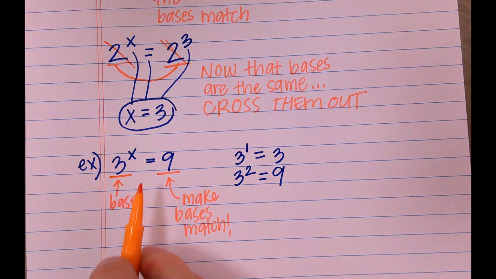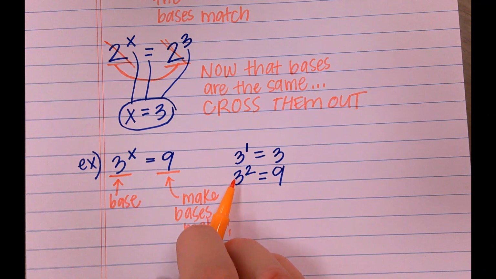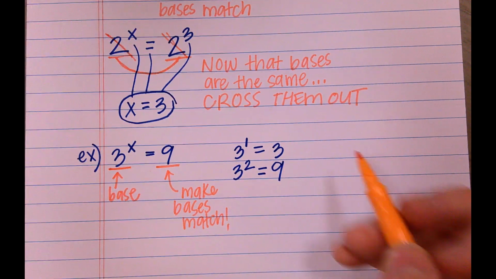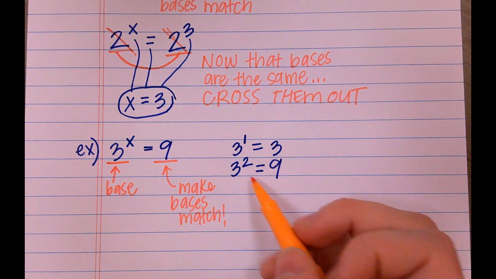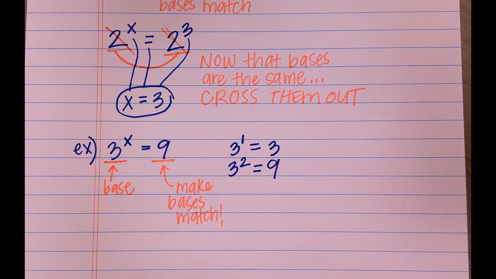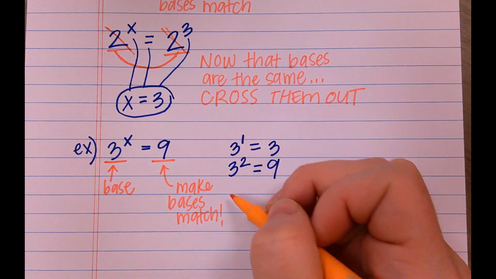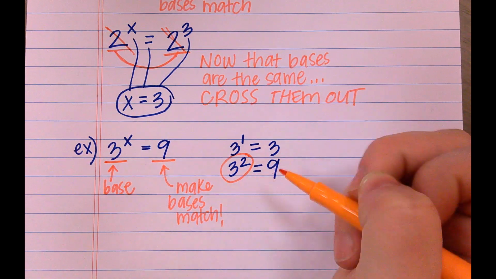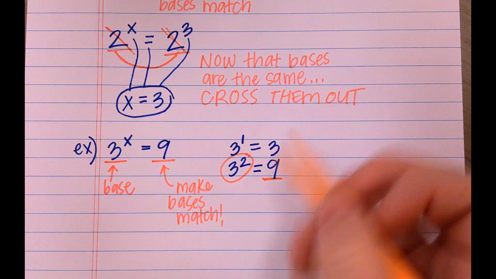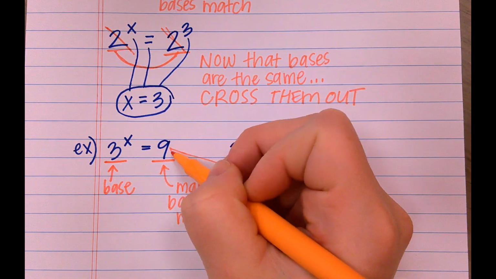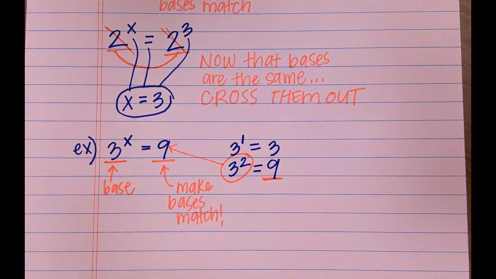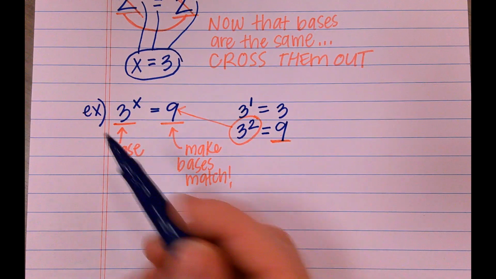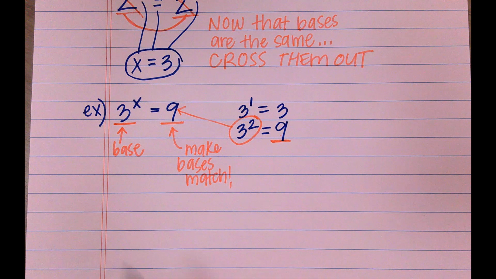Now I have a base of 3, and I got my answer of 9, right? So can I replace 9 with 3 to the second power? Yeah. I can. Let's do that. So I'm going to circle 3 to the second power. That's equal to 9. So let's replace 9 with 3 to the second power. Rewrite the problem. What should I write when I bring this down?